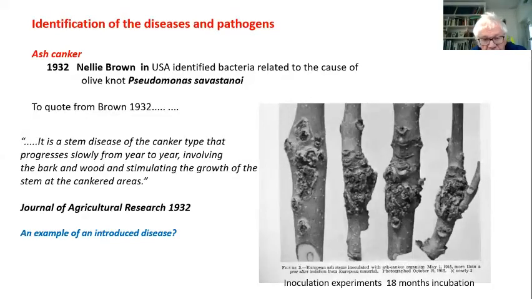Now, in her paper, there are some very interesting observations. She describes the slow way in which the disease develops, although it can obviously end up killing trees. And her inoculation experiments to prove the cause of canker took her at least 18 months. It's in pictures after 18 months incubation. So a slow disease confined to ash and just one bacterium causing it.